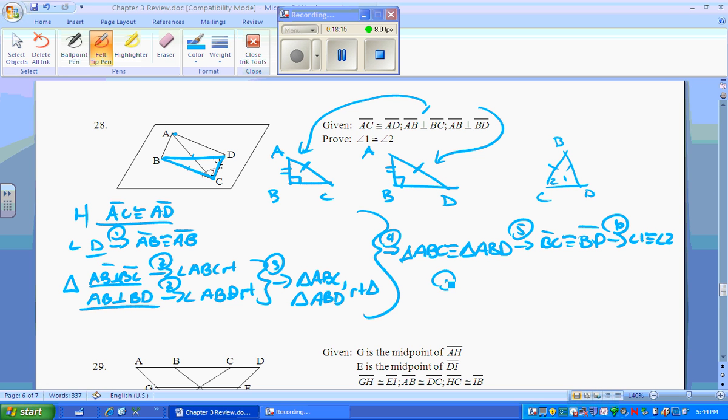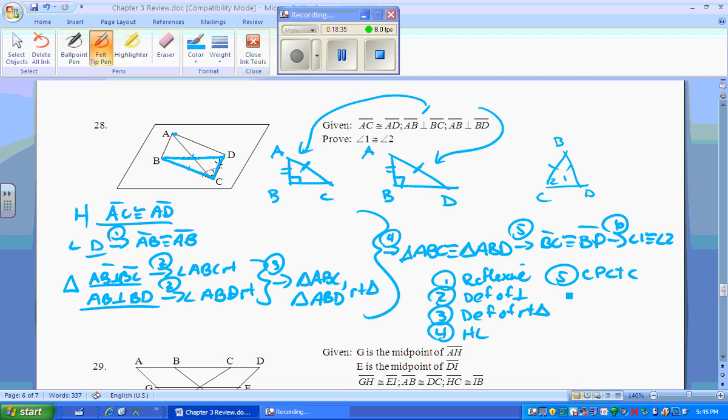Six reasons. Reason 1, reflexive. 2, definition of perpendicular. 3, definition of right triangle. 4, HL. 5, CPCTC. And 6, if sides, then angles.